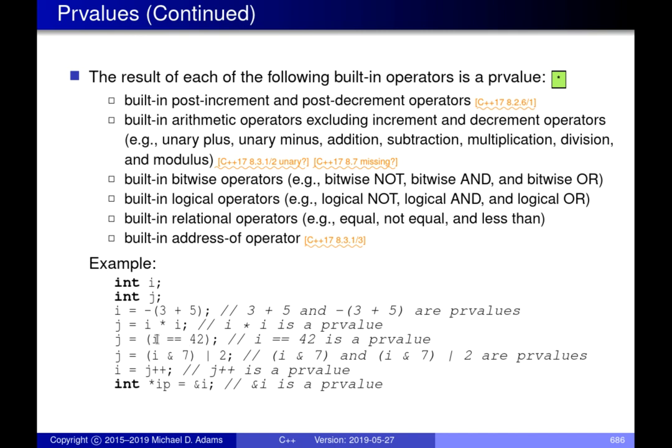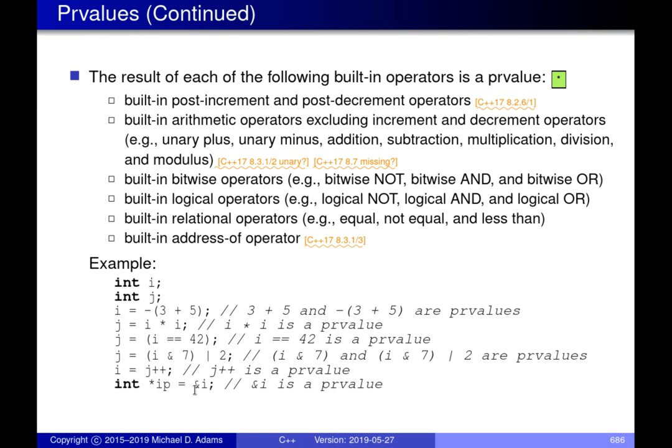It's a whole bunch of things, like testing for equality. This expression here, the result of testing for equality, is a pure R value. So i == 42 is a pure R value. This is an example of a bitwise operation. We're doing i & 7, a bitwise AND operation. The result of i & 7 is a pure R value. Here we have post-increment. j++ is a pure R value. And here we're taking the address of i. The address of i is a pure R value.